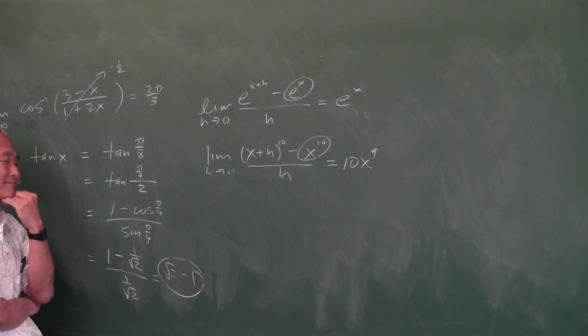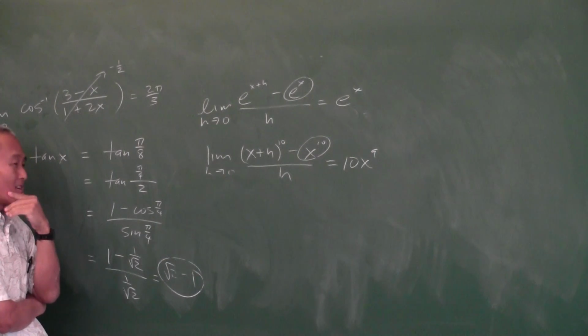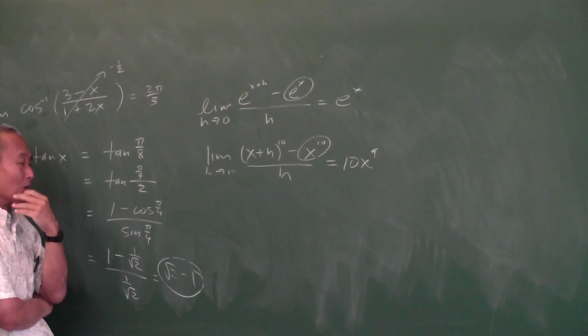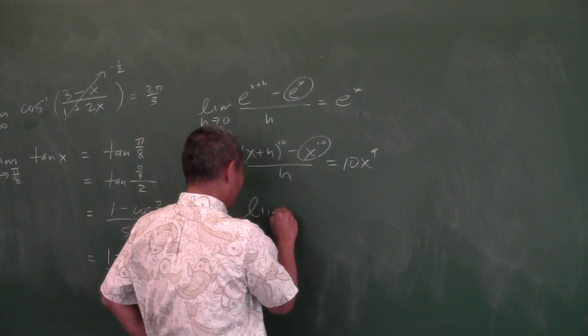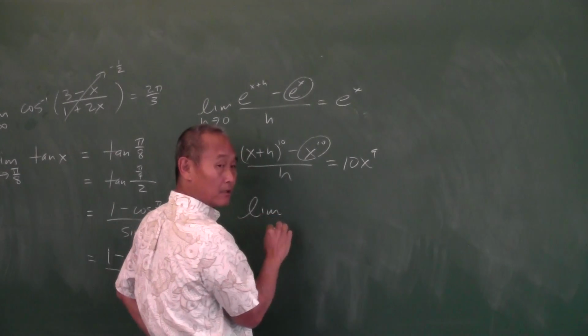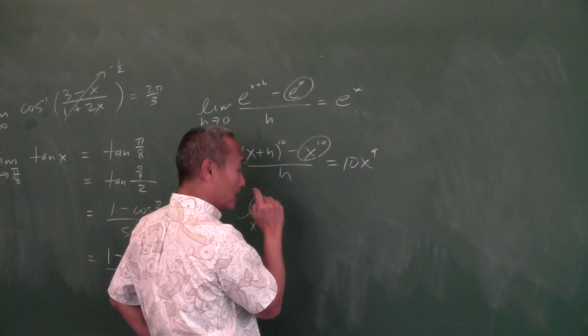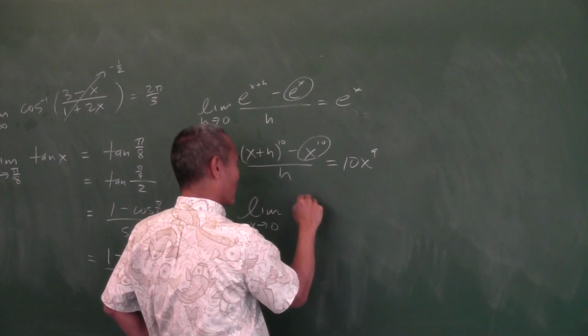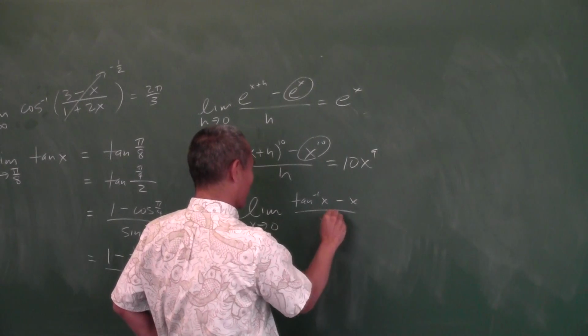Derivative. What other limit problems can I give you? You guys know them all already, right? L'Hopital, power series. Okay, here. Limit as x approaches 0 of tan inverse x minus x, all over x cubed. How's that then?